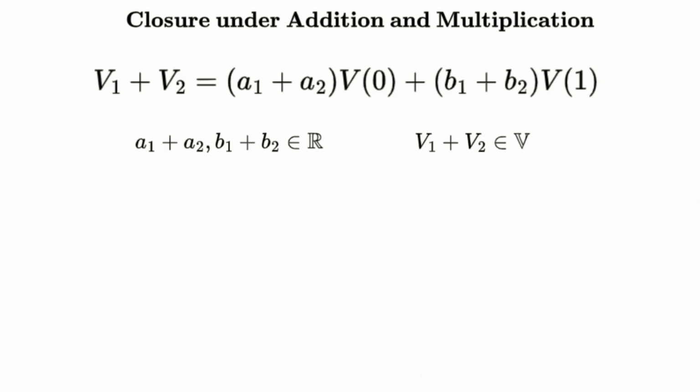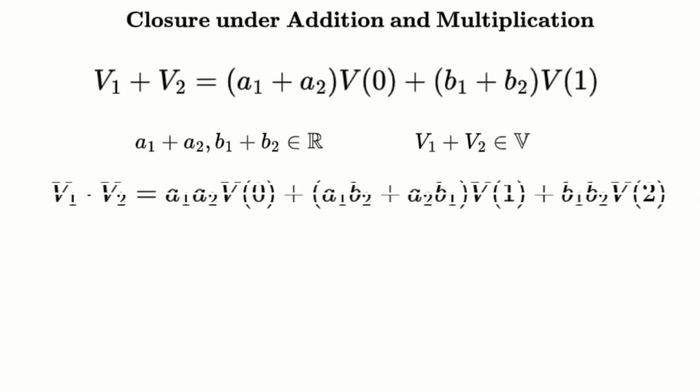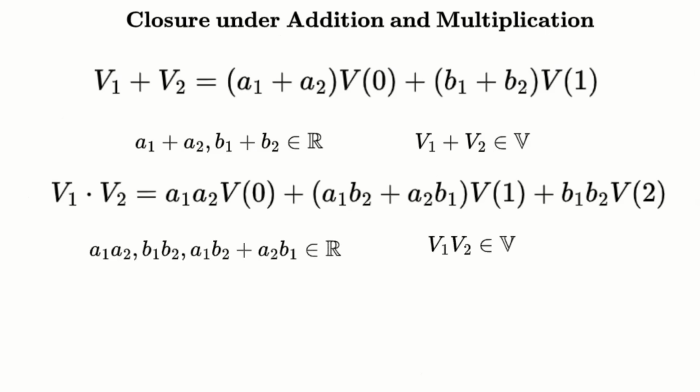Next, let's check multiplication. Again, from earlier work, we know that v1 times v2 equals a1 times a2 times v of 0, plus (a1 times b2 plus a2 times b1) times v of 1, plus b1 times b2 times v of 2. Here a1 times a2, a1 times b2 plus a2 times b1, and b1 times b2 are all real numbers.